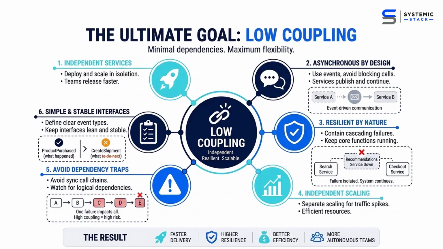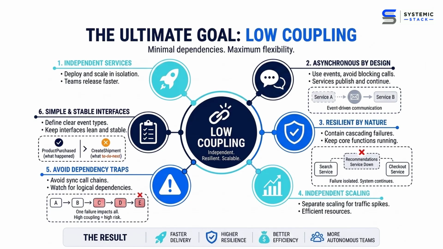The ultimate goal of all these strategies is minimizing dependencies to achieve low coupling. This works by creating services that can be deployed, scaled, and tested in total isolation. What matters here is that the more your services depend on each other, the more you risk a cascading failure. That's a failure mode where one small service goes down and takes the entire system with it because everything is synchronously linked. To avoid this, you should lean towards asynchronous communication and event-driven patterns.